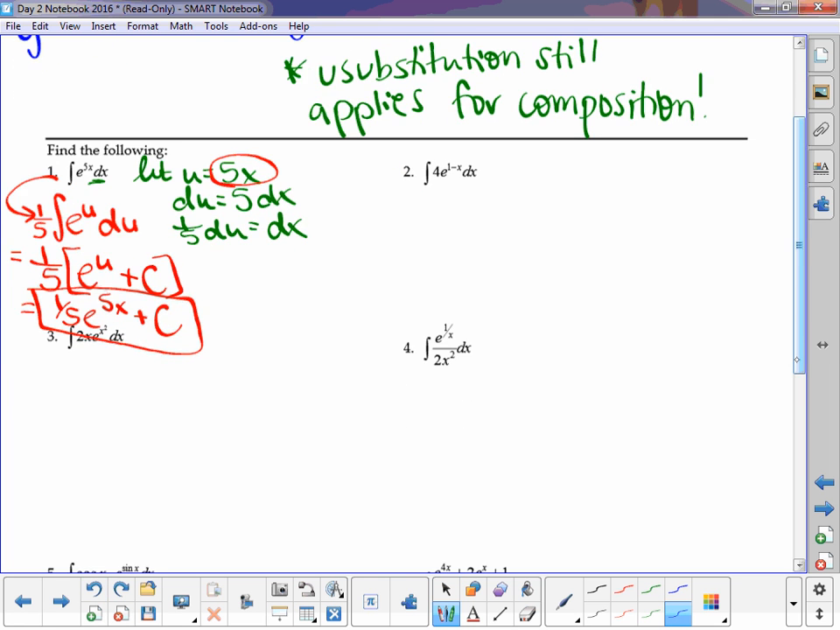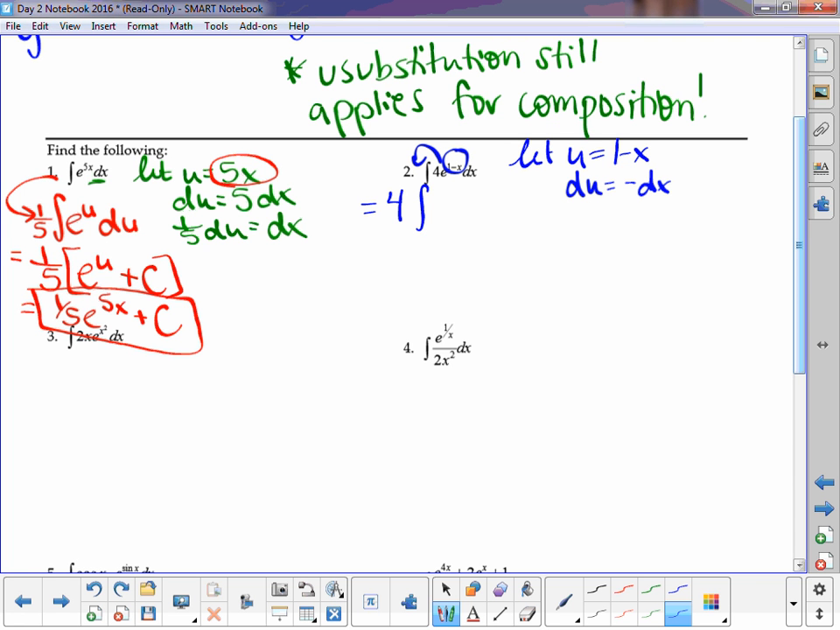So for number 2 here, I have 4e to the 1 minus x. Once again, I have something more than just x in my exponent. So let's let u be that. Because again, e is my outside function. 1 minus x is my inside function. What would du be? -1 dx. Alright. This 4 is not a part of my du. Can I just bring it out in front? Am I allowed to take that 4 and bring it in front? Yeah. Why am I allowed to bring the 4 in front?